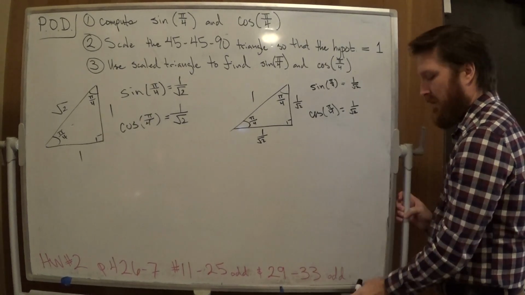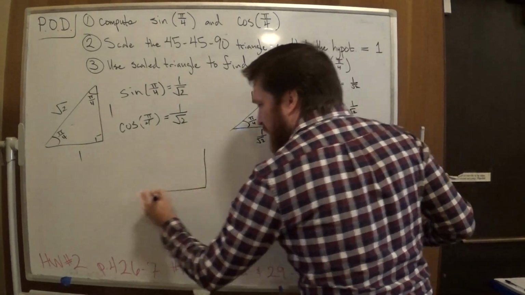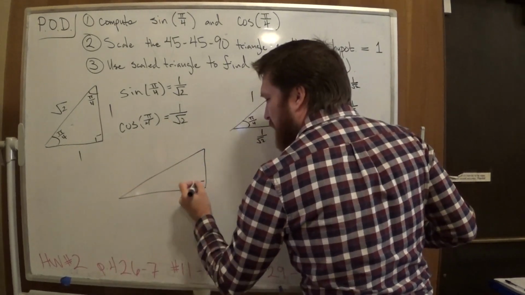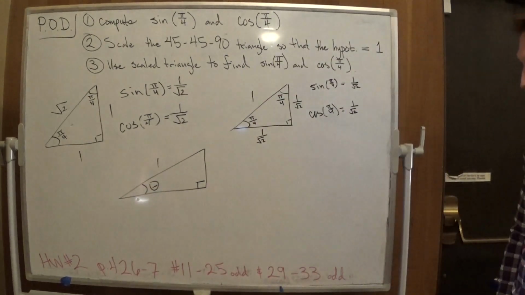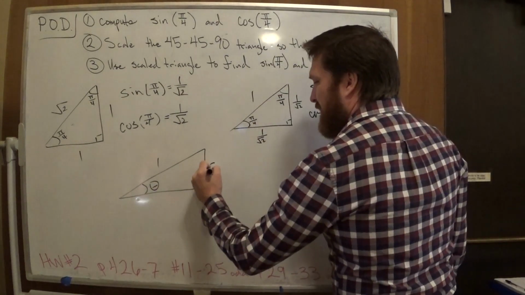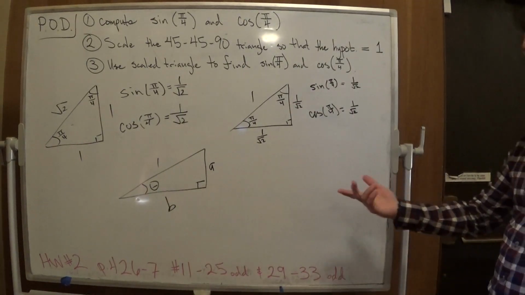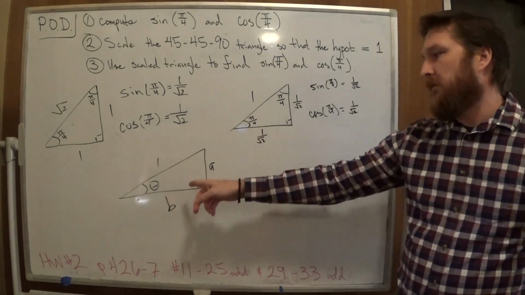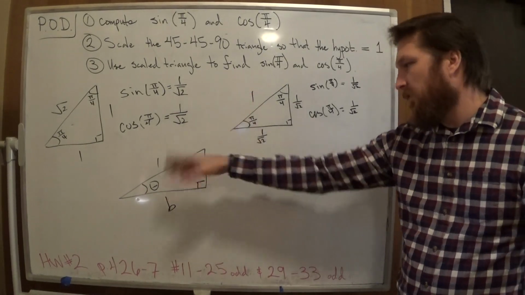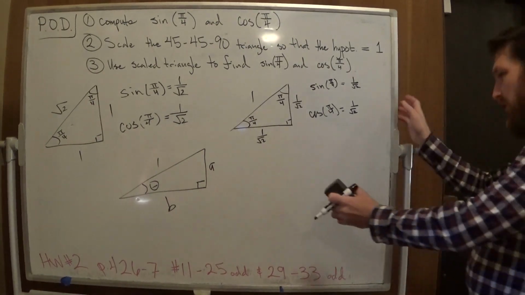Interesting. So you might think, given any right triangle with any angle right here, if the hypotenuse is 1, then it doesn't matter what these lengths are. If you do sine, you'll get that over 1. You'll get cosine, which would be that over 1. We'll come back to this in just a minute.